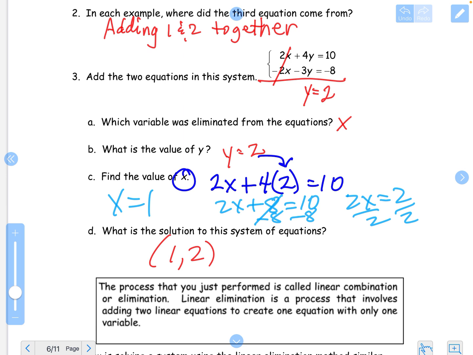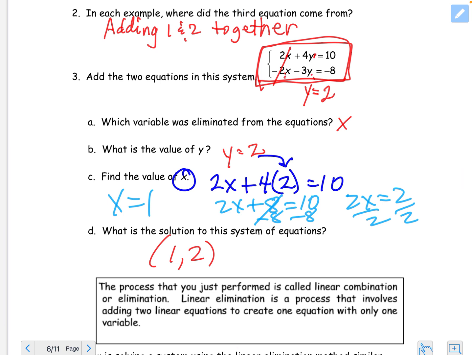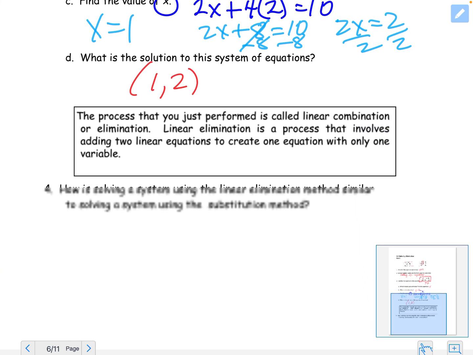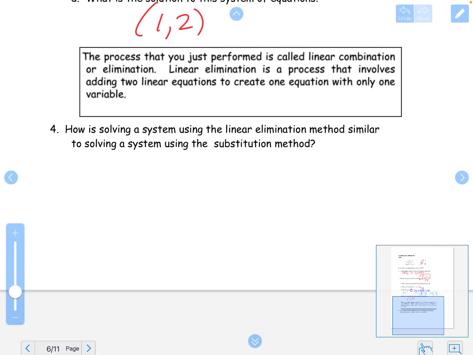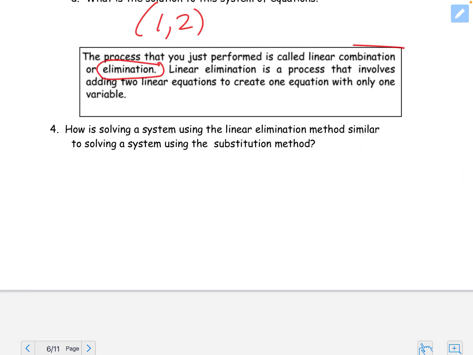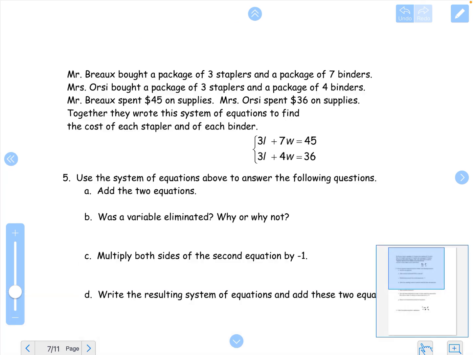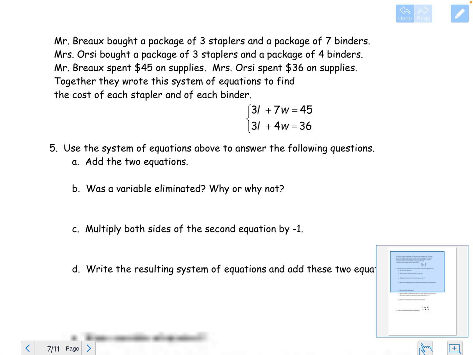So it started easily. So I want to look for equations that are set up like that, where either the x's are opposites or the y's are opposites, because then it would be easy to just add the equations together and eliminate something. So this is called linear combination or elimination. I usually use the word elimination, where when you add them, you make one variable disappear, and then you can solve for the other one.